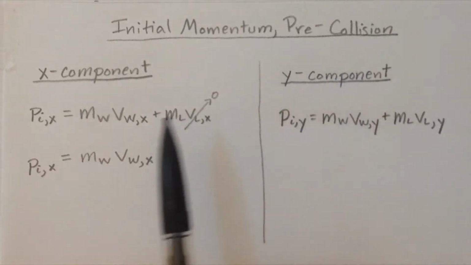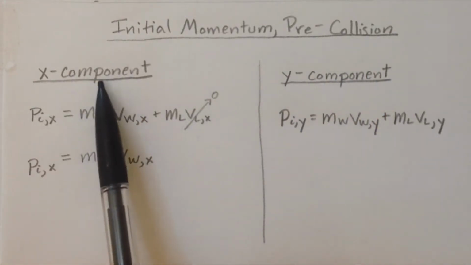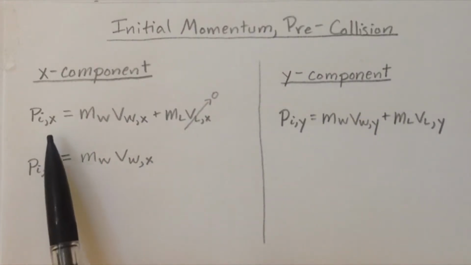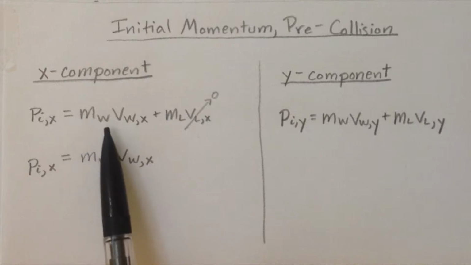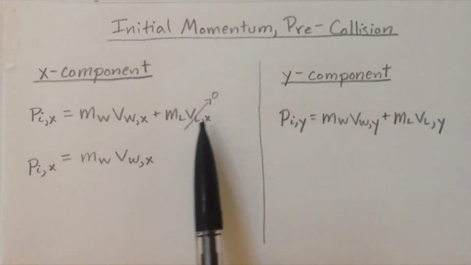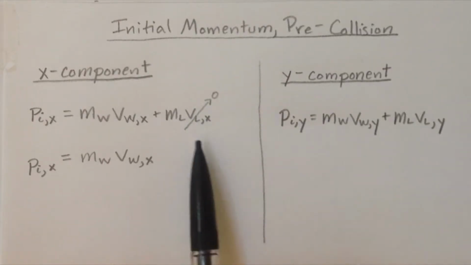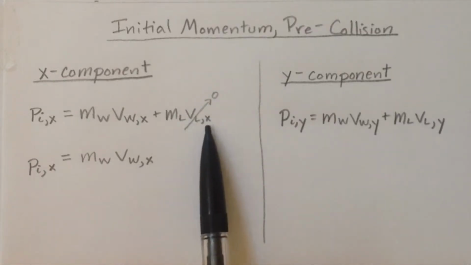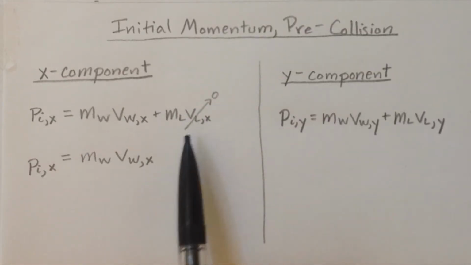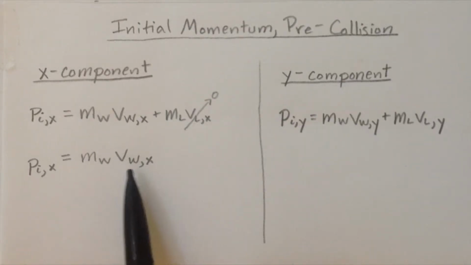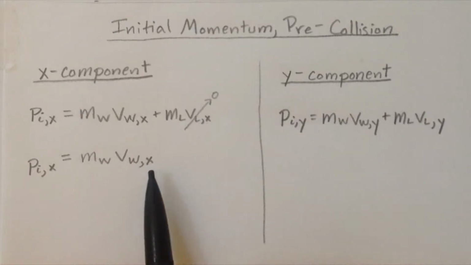The first step we'll take is to find the initial momentum of the warthog and the lion before they collide. Because momentum is a vector, we're going to need to find both the x component and the y component. The x component of the initial momentum is equal to the mass of the warthog times the velocity of the warthog in the x direction, plus the mass of the lion times the velocity of the lion in the x direction. But remember from part A that the lion was moving in a purely vertical direction, so the x component of its velocity is 0. This means that the x component of the momentum is just equal to the mass of the warthog times the velocity of the warthog in the x direction.